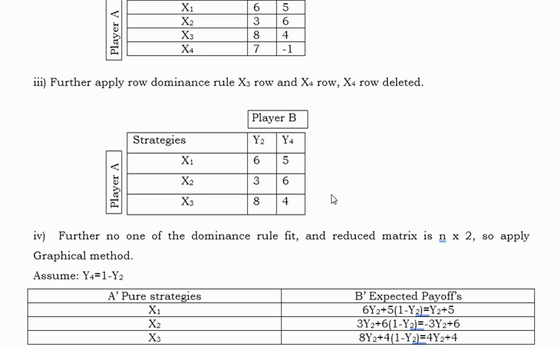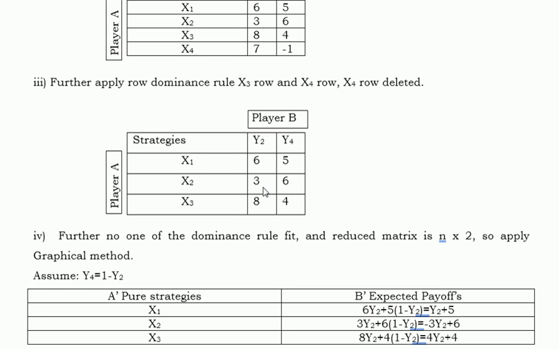For example, starting from row dominance. x2, 3 comparing with x1: 3 less than 6, accepted. But 6 is not less than 5, it is not accepted. So between x2 and x1, it does not fit. Similarly, between x2 and x3, it does not fit.